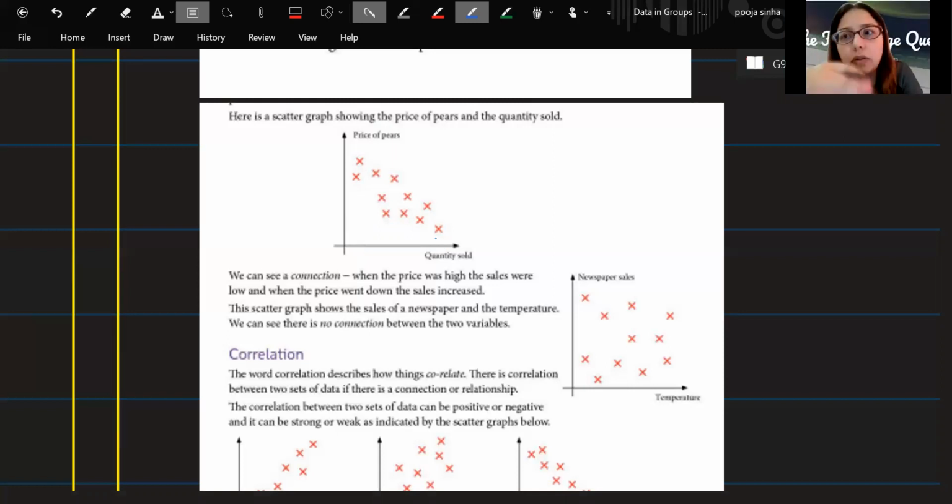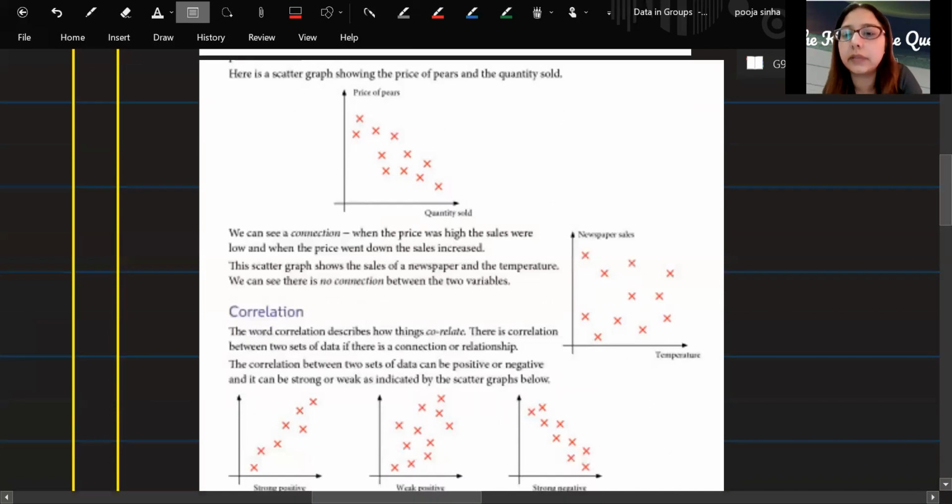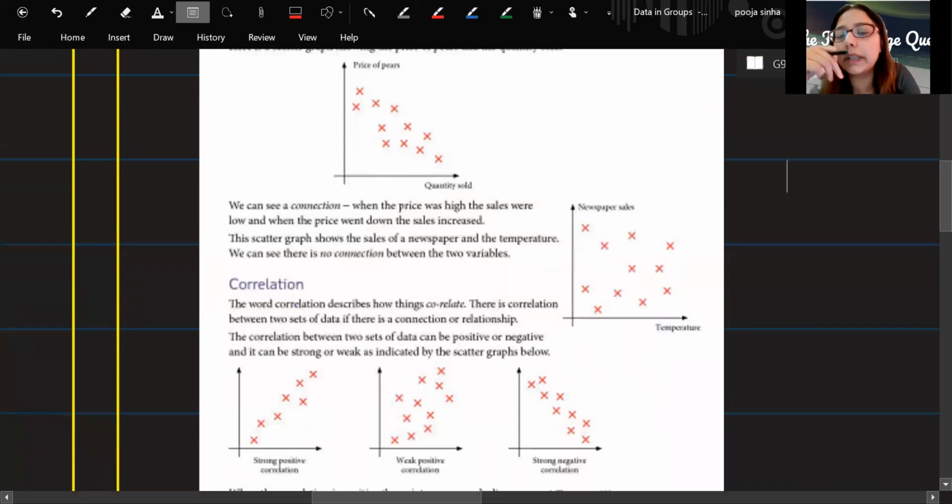We'll not talk about proportionality, because proportionality is a different thing, but we say this is a negative correlation. They are correlated, but in a negative way. They may be proportional, they may not be proportional, but they are correlated. And how are they correlated? They are negatively correlated.